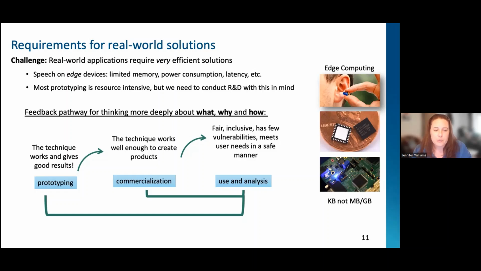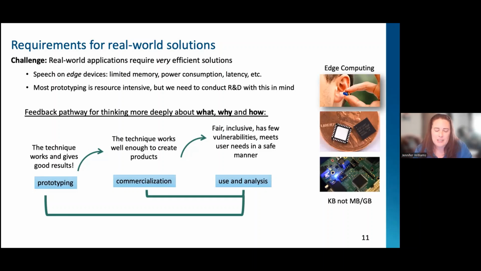So as researchers, we often live on the left side of this diagram in the prototyping world, where we have an idea, we run some experiments, we have a technique and it works and it gives us some good experimental results. And that's usually where we stay as researchers, especially PhD students and sometimes even postdocs. But what's really important is that some of those ideas can be commercialized. And when they're commercialized, we end up with users.